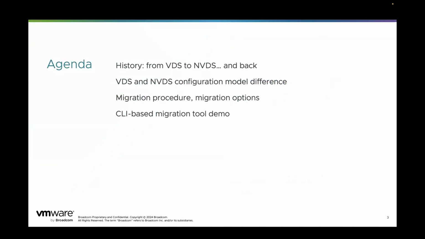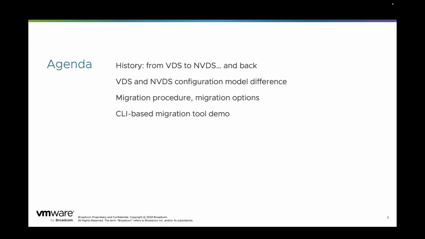My agenda is relatively simple. My first part, which I called history, is just to try to justify our different virtual switches: why we started from a VDS, introduced the nVDS, and moved back to the VDS for NSX and the vSphere environment as a whole, I would say.